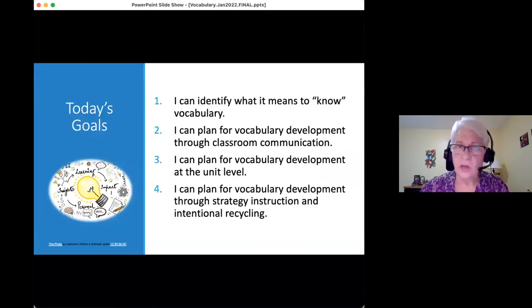So let's get started. We have four goals for today. The first one being, I can identify what it means to know vocabulary. Then secondly, I can plan for vocabulary development through classroom communication. Third, I can plan for vocabulary development at the unit level. And finally, I can plan for vocabulary development through strategy instruction and intentional recycling.